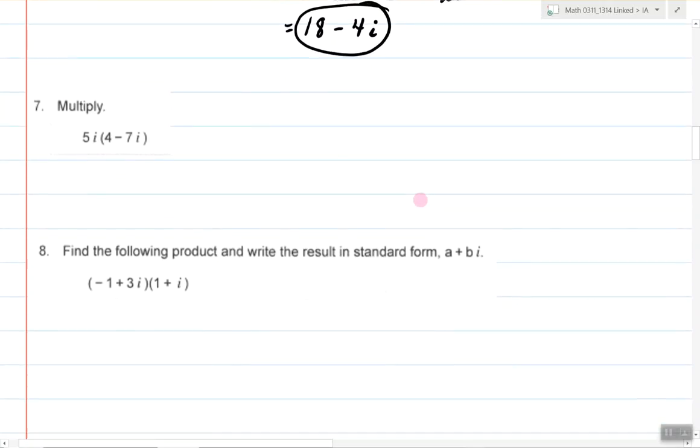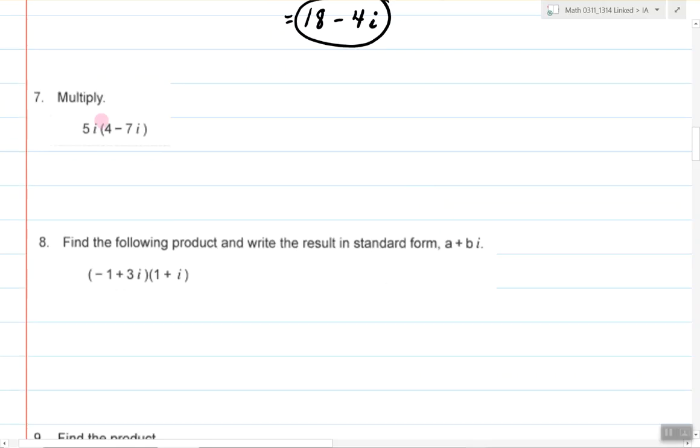Problem number 7. It says to multiply. Well, this is in the format of distributive property. So I have 5i times 4 gives me 20i. And I have 5i times negative 7i, which gives me negative 35i squared. Every time you see i squared, you're going to need to remember that i squared is equal to negative 1.